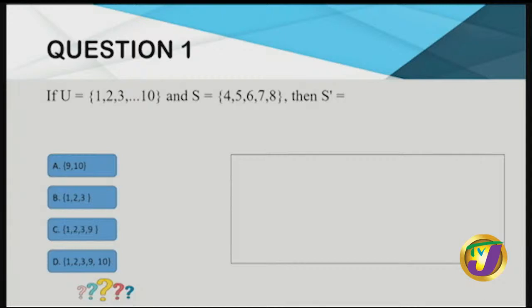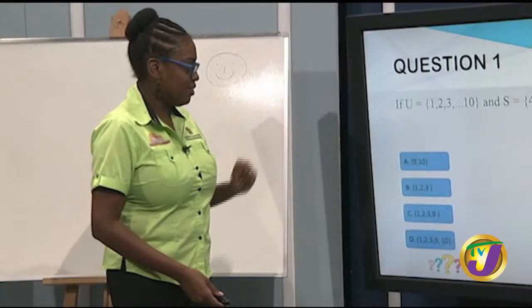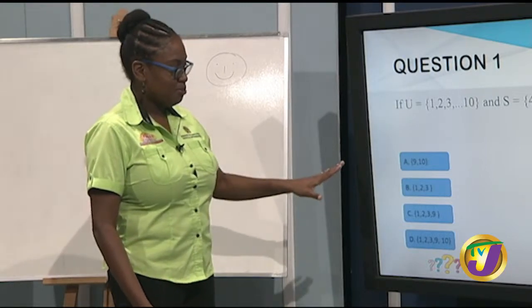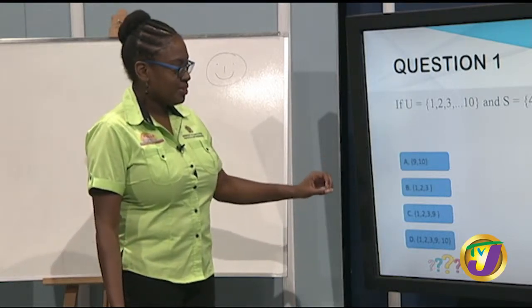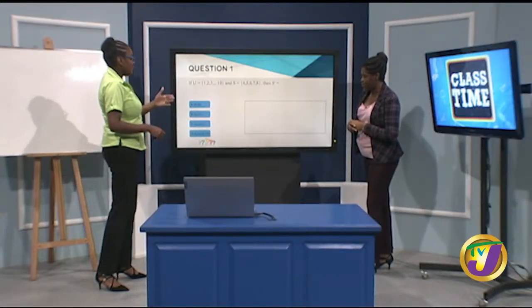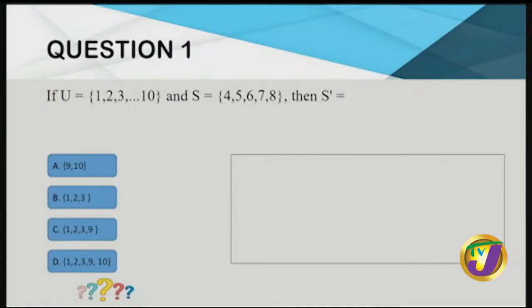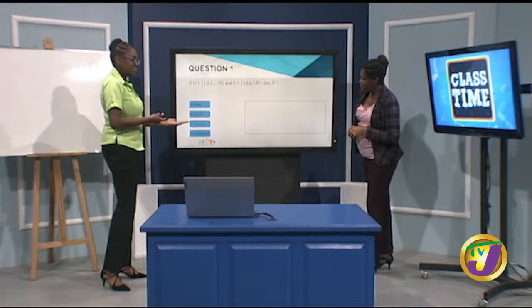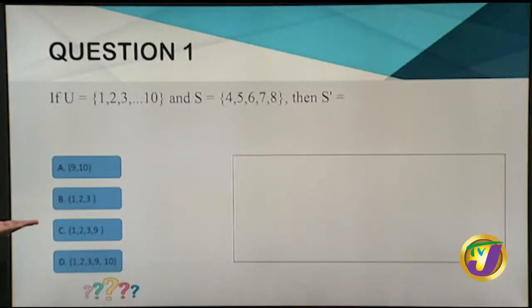We have our answer. So again, A is out. B is out because it doesn't include 9 and 10. And before we go any further, for A, while 9 and 10 are not included in S, this set is incomplete because we have more elements that were not included. The same thing for B. C, almost there, but it's not complete as well. There's something else missing.